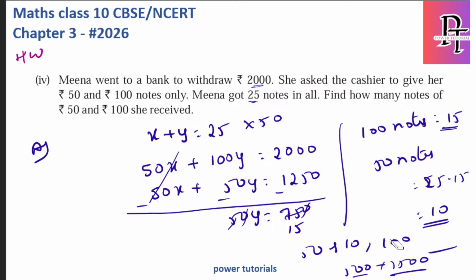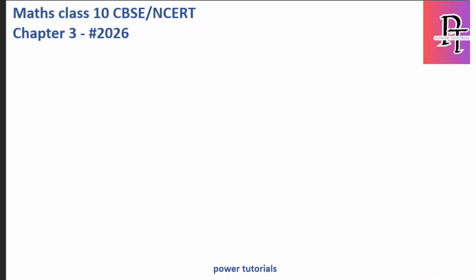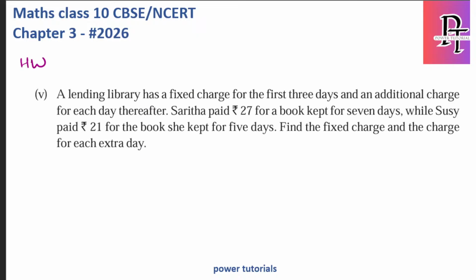Okay, let's move to the last question from this whole chapter, which is the 5th question of this exercise. A lending library has a fixed charge for first 3 days and an additional charge for each day after. Sarita paid 27 for a book kept for 7 days, while Susy paid 21 for the book she kept for 5 days.